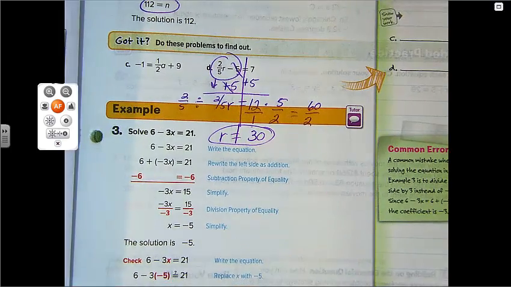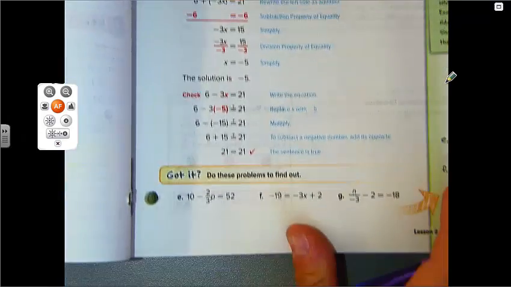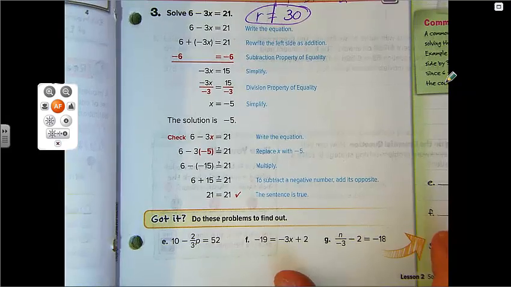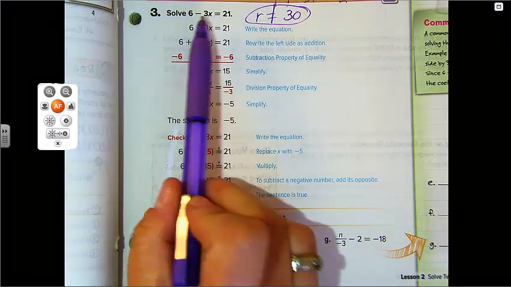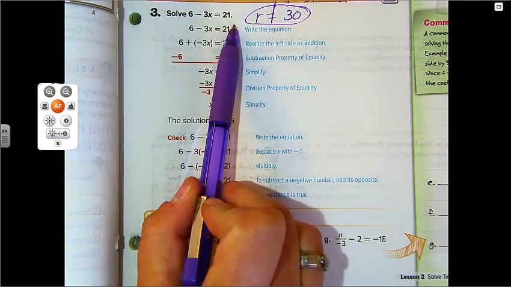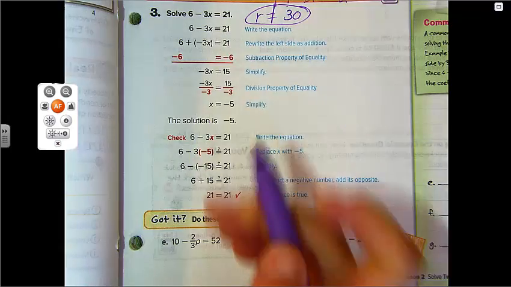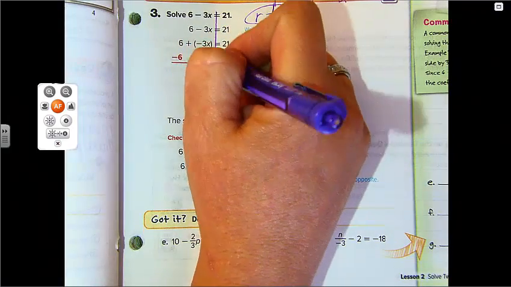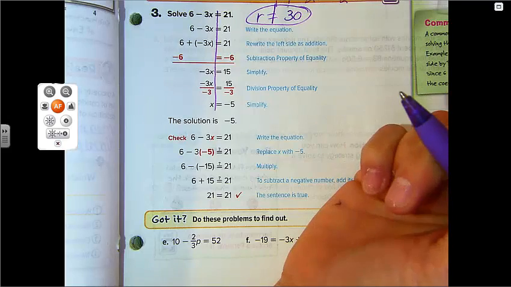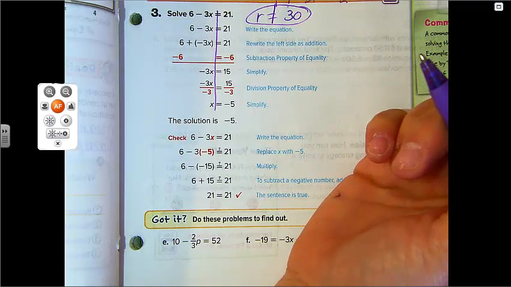The last example that we're going to do together is number 3. Number 3 says 6 minus 3x equals 21. No different than anything else. Draw your line down from the equal sign. Your equal sign line should always be straight. That's where your equal sign always is.